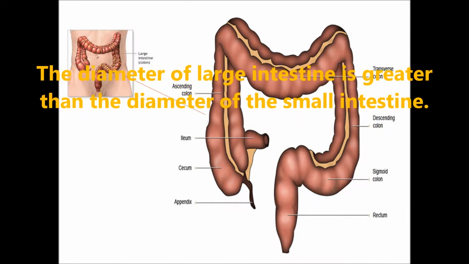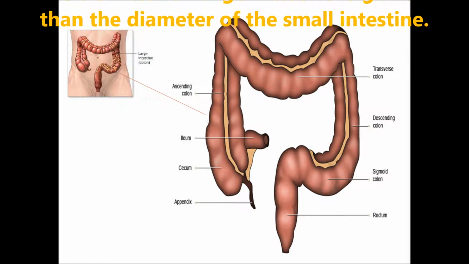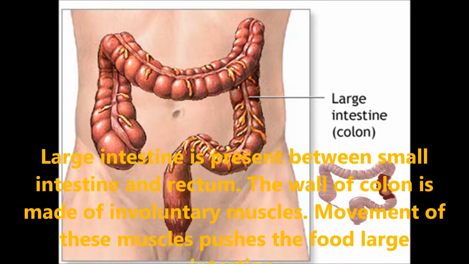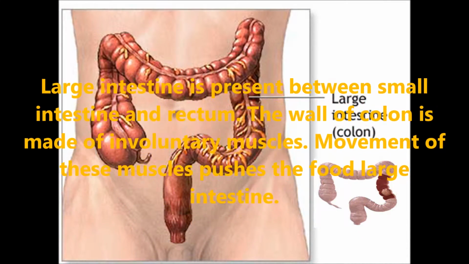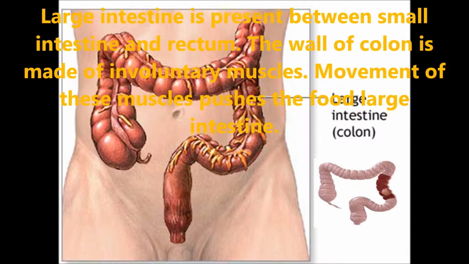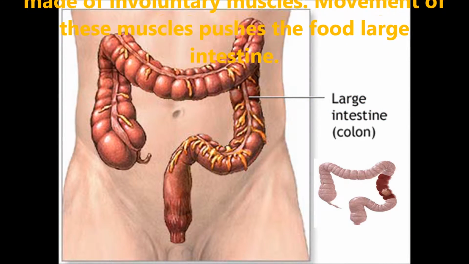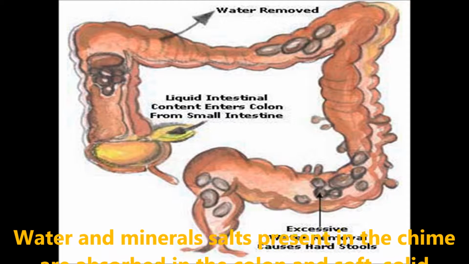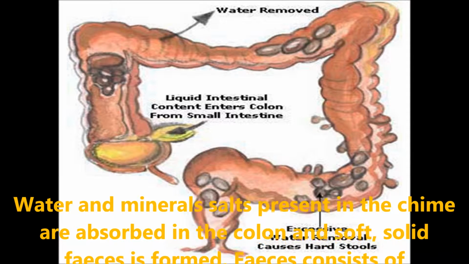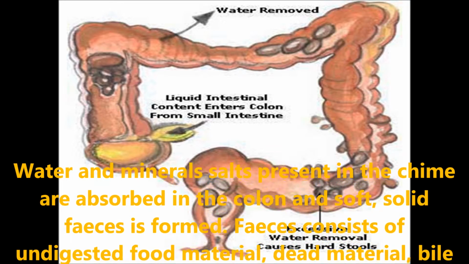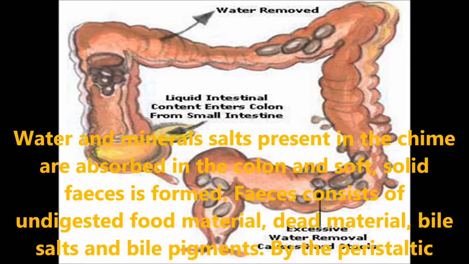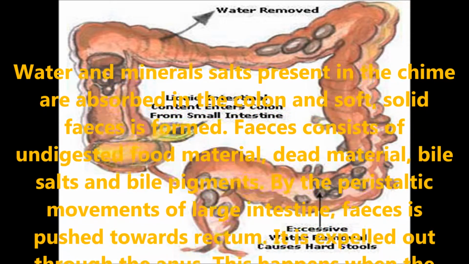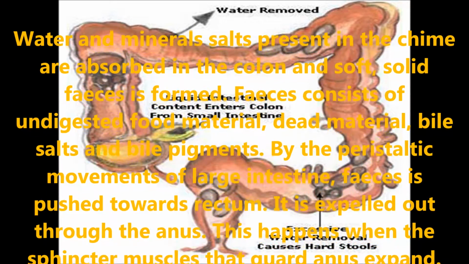The large intestine has a diameter greater than that of the small intestine. The large intestine is present between the small intestine and the rectum. The wall of the colon is made up of involuntary muscles. The movement of these muscles pushes the food into the large intestine. The water and mineral salts present in the chyme are absorbed in the large intestine and soft solid feces is formed. The feces consist of undigested food material, dead bacteria, bile salts and bile pigments.